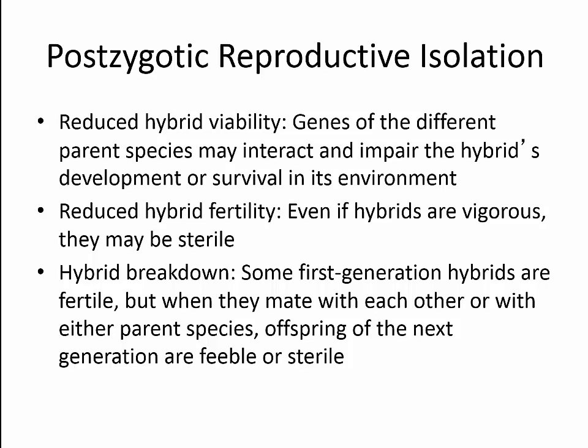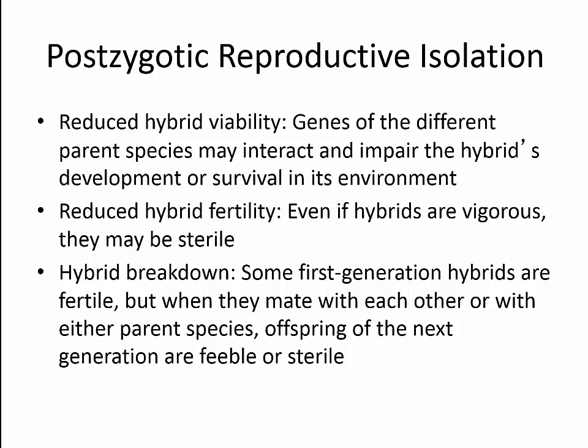Postzygotic reproductive isolation. So fertilization actually has occurred now between two different species, but you end up with a reduced hybrid viability. What does that mean? That means that genes of the different parent species may interact and impair the hybrid's development or its survival in its environment. Or we could have reduced hybrid fertility.